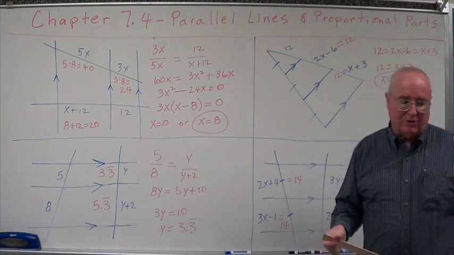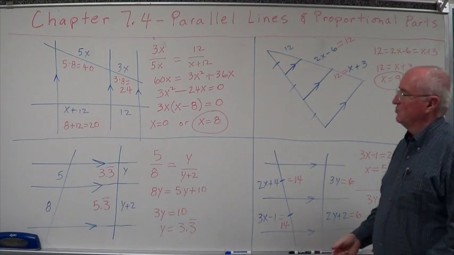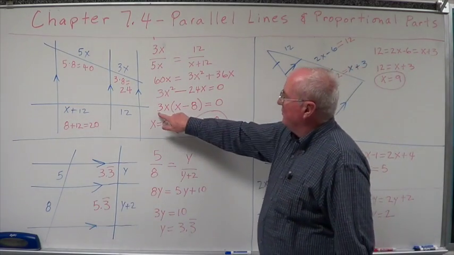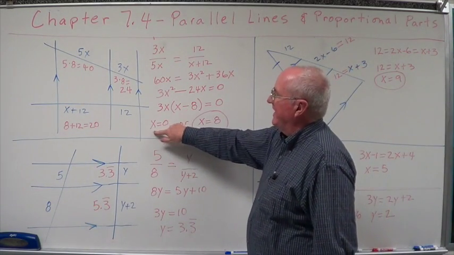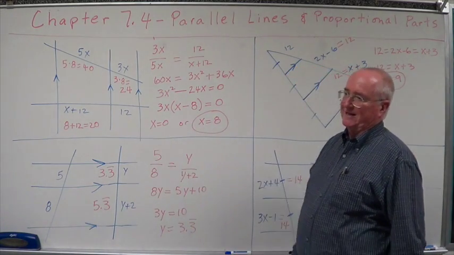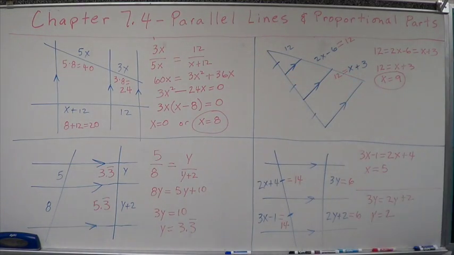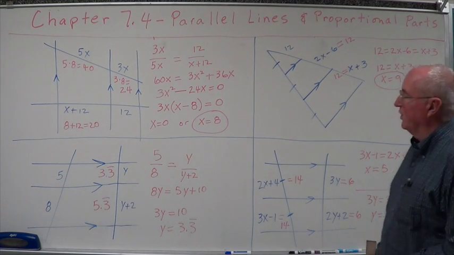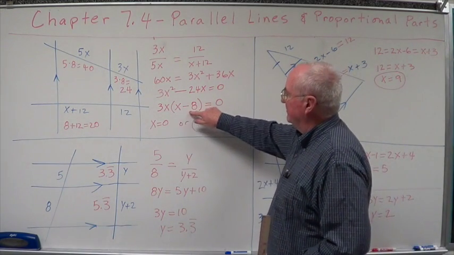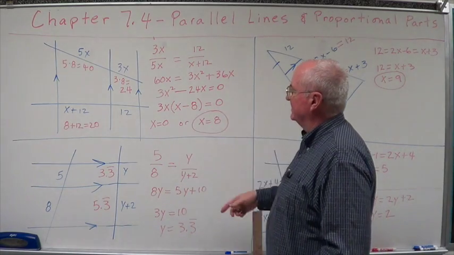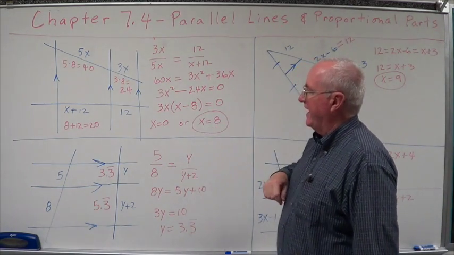Well, how do we solve a quadratic equation? We set each one of the factors equal to 0. When we set this factor equal to 0, then x equals 0. Does that make sense for us? No, because we need something that has length to it, and x equals 0 doesn't work. So we set this factor equal to 0, x minus 8 equals 0, x is going to equal 8.